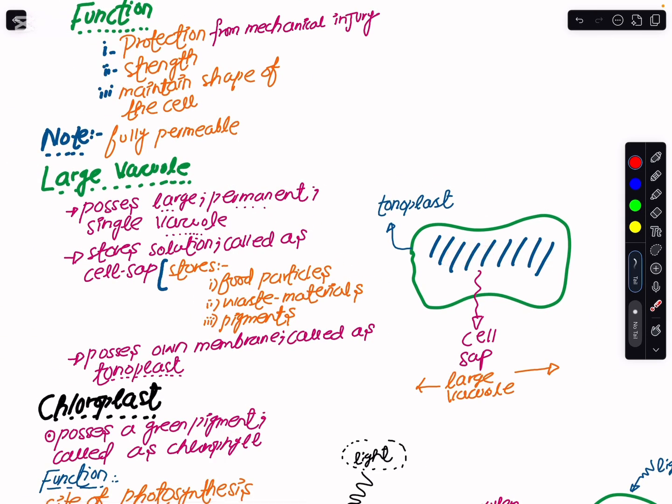And from your MCQ's point of view, you must remember that this large vacuole has got its own outer membrane, like the cell has a cell membrane. So like that, this large vacuole has got its own membrane, and that membrane would be the tonoplast.